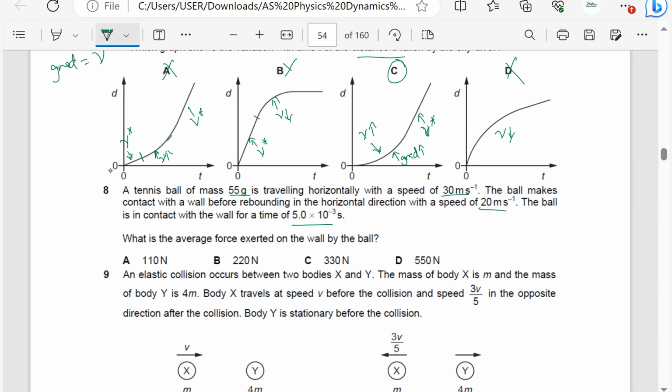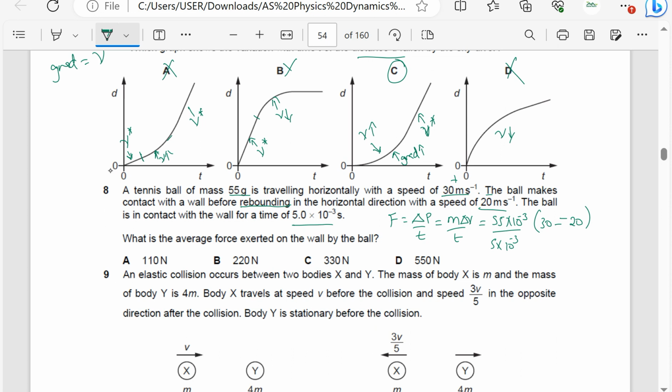Okay. So we know that force is the rate of change of momentum. So I will simply say force is the change in momentum with time, which is going to be mass times change in velocity over time. The ball has mass 55 times 10 power minus 3 to change it to kilograms. The ball is in contact 5, so divide by 5 times 10 power minus 3. The change in velocity, since there is rebounding, one velocity is positive, the other one should be negative. So this would be 30 minus negative 20.